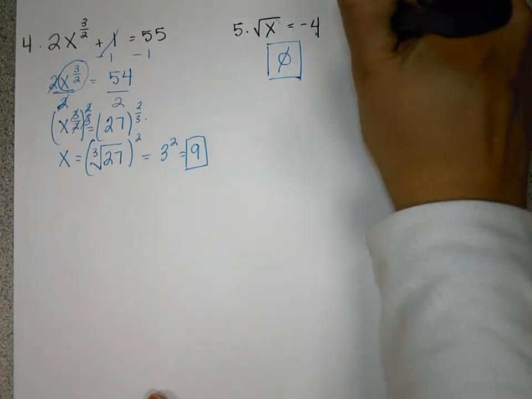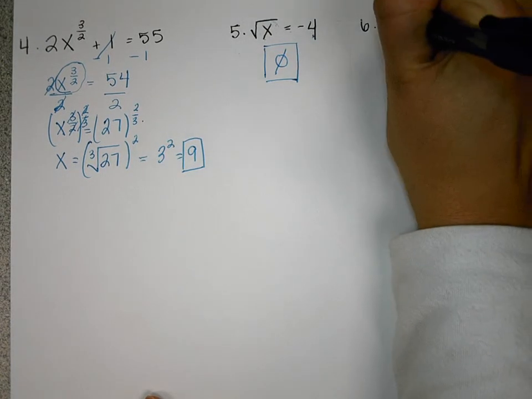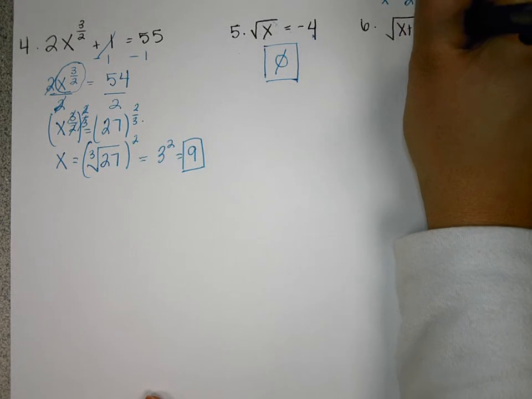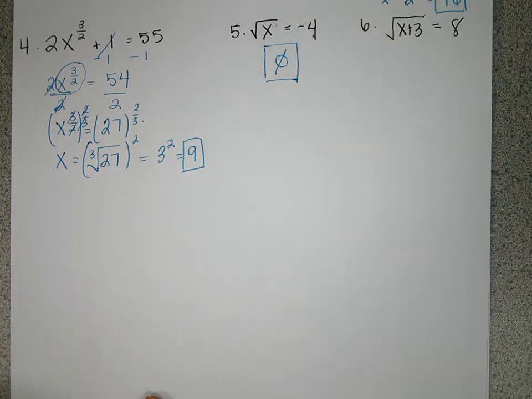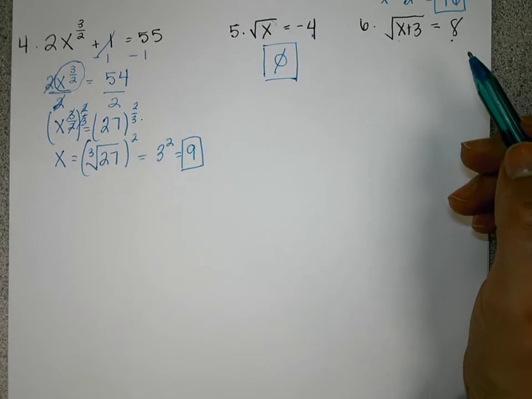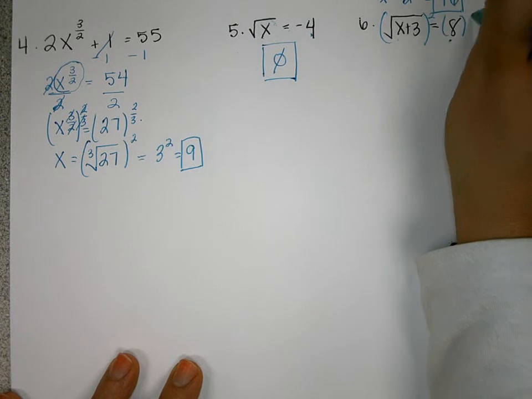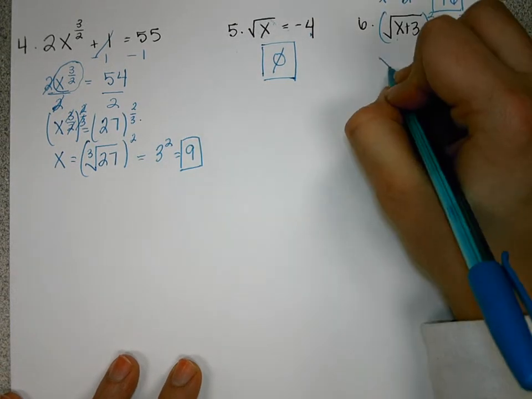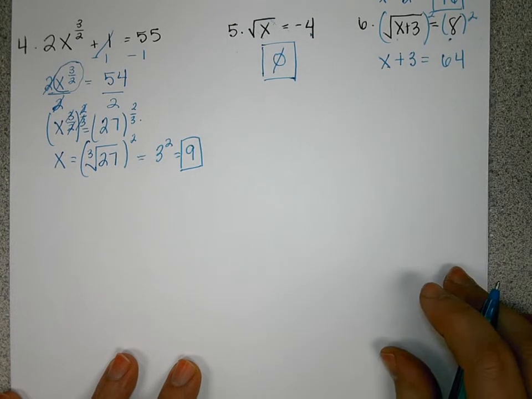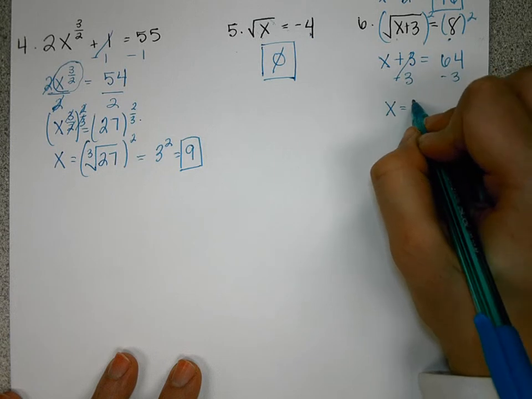Number 6. We have the square root of x plus 3 equals 8. So when we look at this one, square root equals a positive. Does that make more sense? Yes, so now we can go straight into squaring both sides. So that's going to give you x plus 3 equals 64. Subtract 3 from both sides, so you get x equals 61.